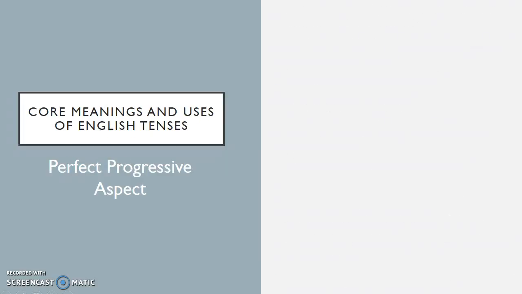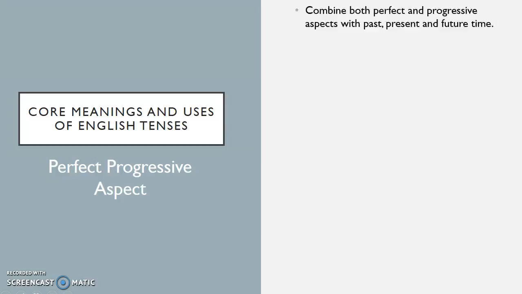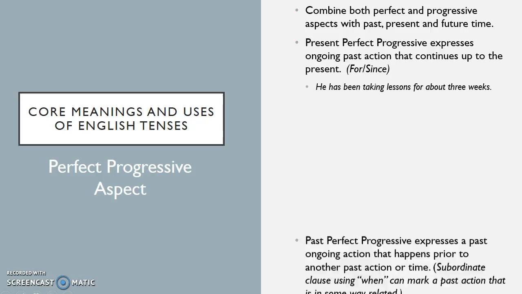Finally, we can combine the perfect and progressive aspects with past, present, and future time. The present perfect progressive expresses ongoing past action that continues up to the present. It often uses for or since. An example would be: he has been taking lessons for about 3 weeks.